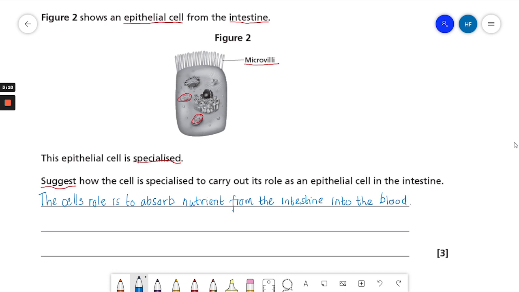We now need to go on to link the features of the cell to its role. So let's start with the microvilli that we looked at, and we can say the microvilli maximize the surface area through which the nutrients can pass.